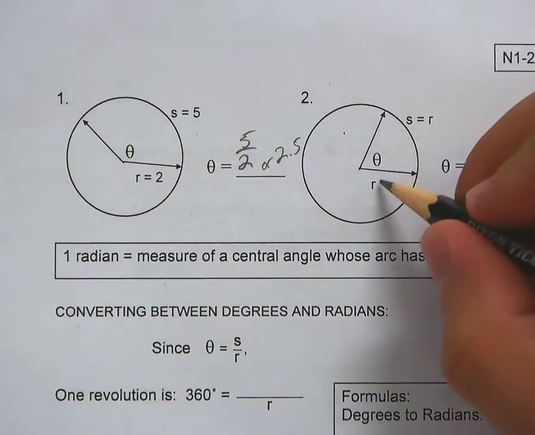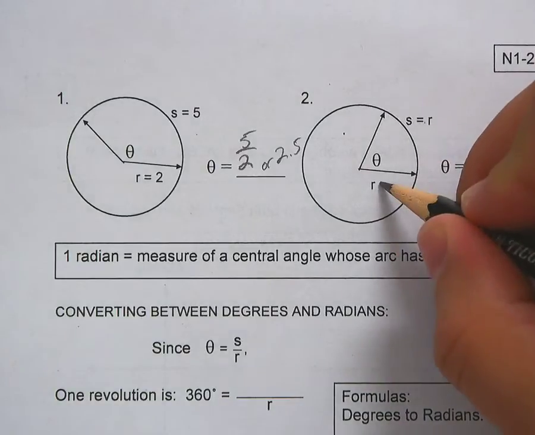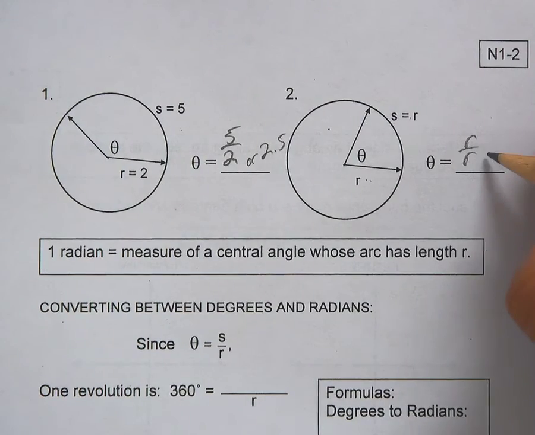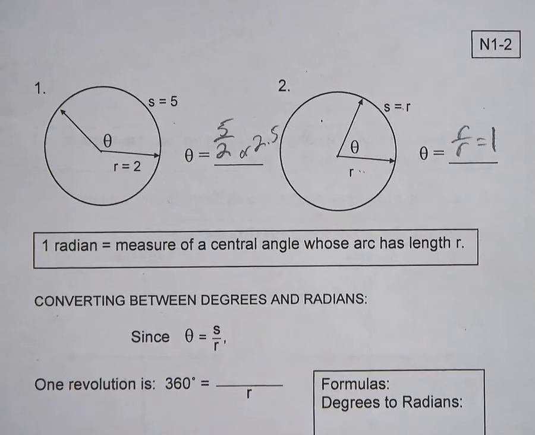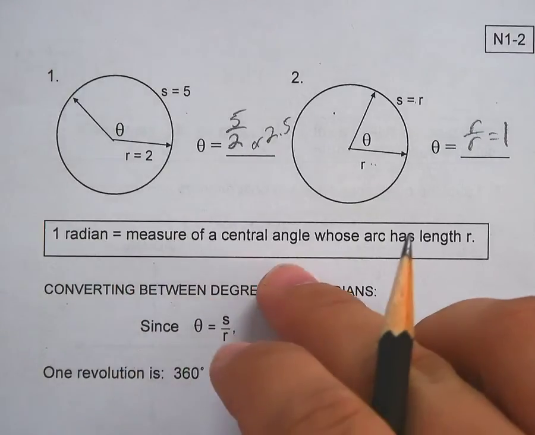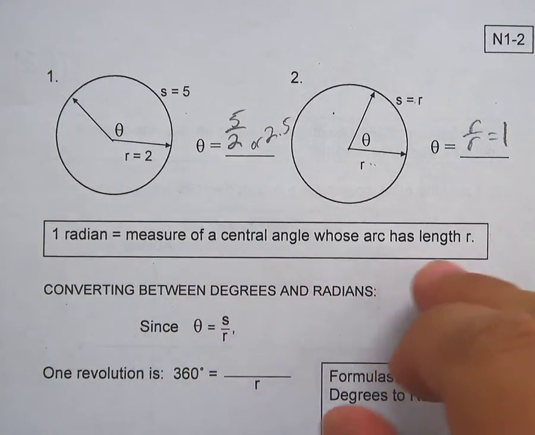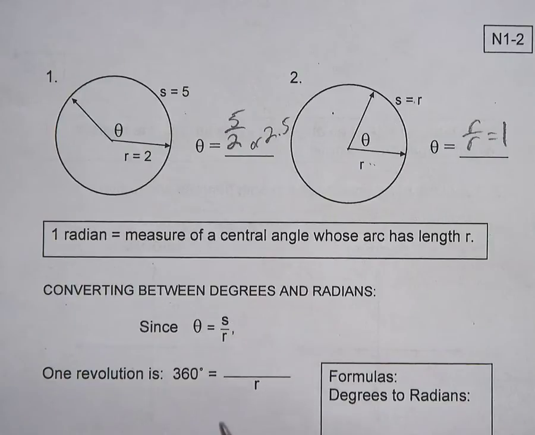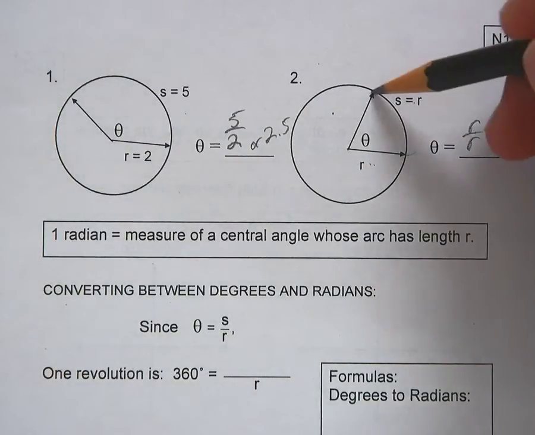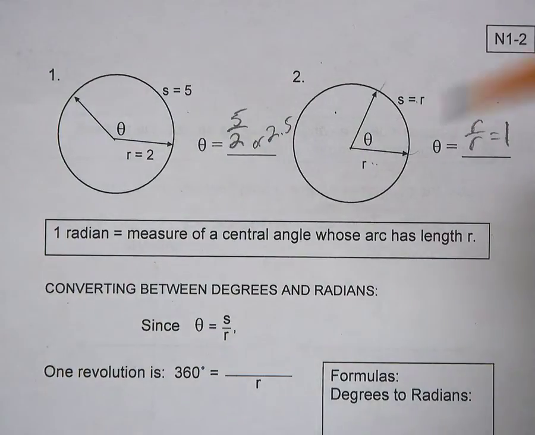Number two, we've got an arc length of R and a radius of R. So arc length over radius is R over R, which is 1. So 1 radian is the measure of the central angle whose arc length is R. If you lay your radius out one time, that's 1 radian. That's what we talked about before.